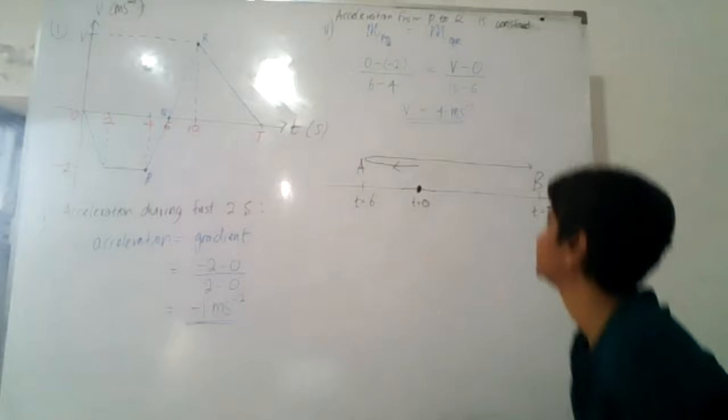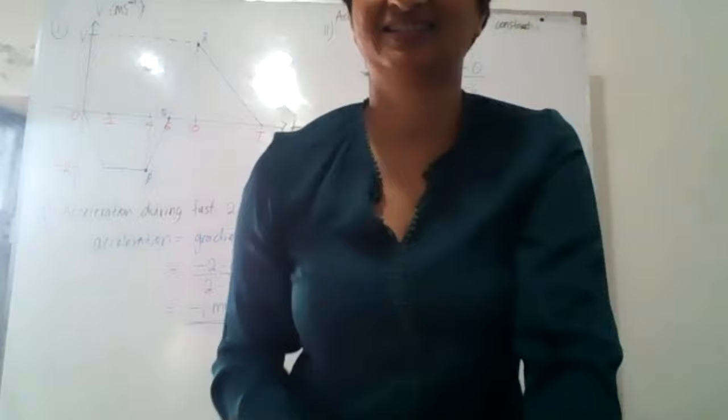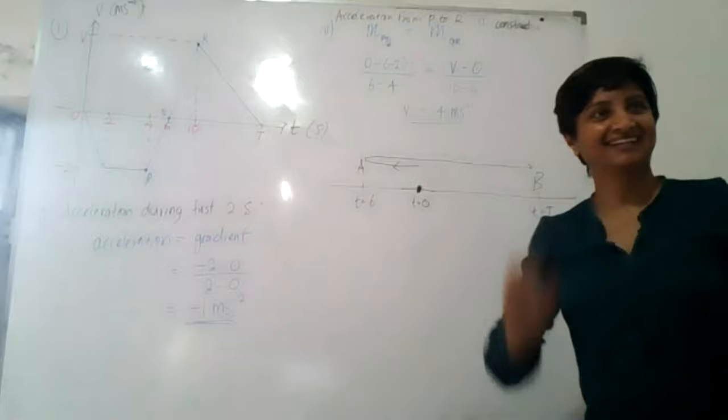Yes. No, it was a nice round answer. 18, yes. Good, happy. Did you get 24 for the distance AB?